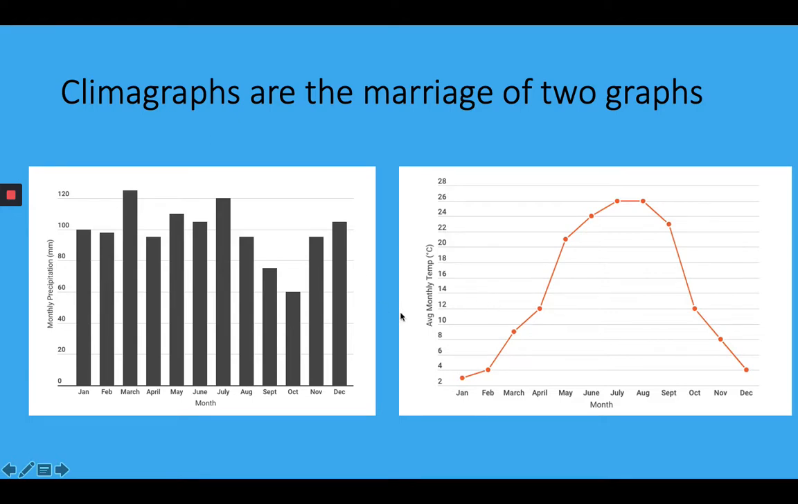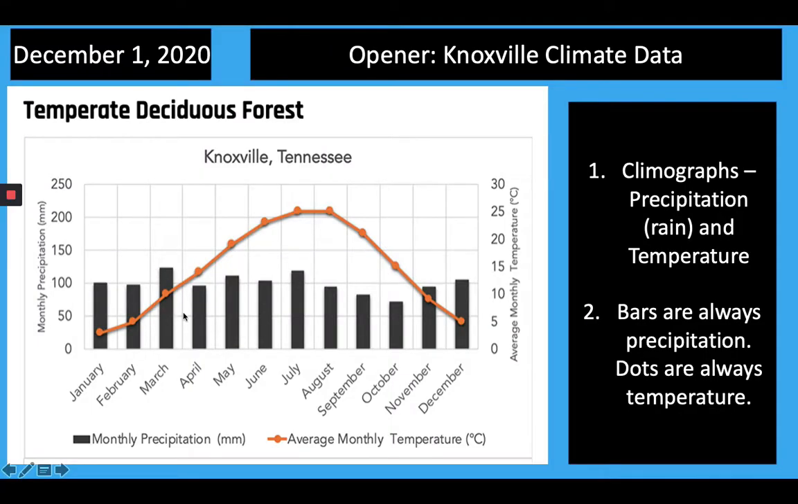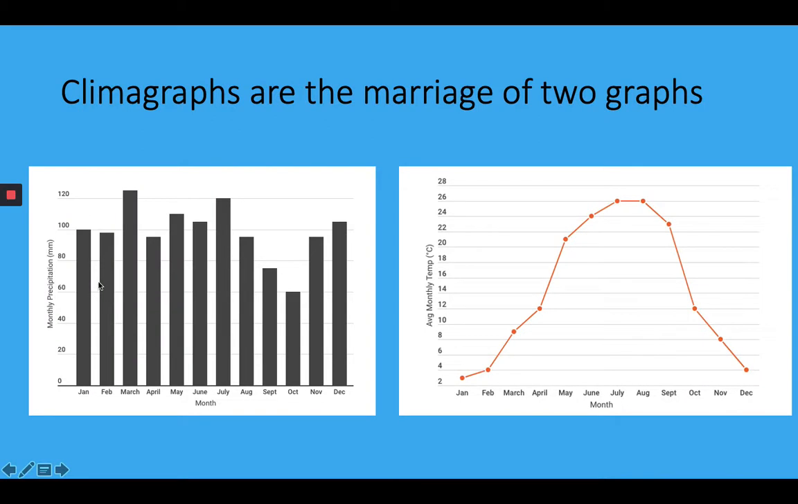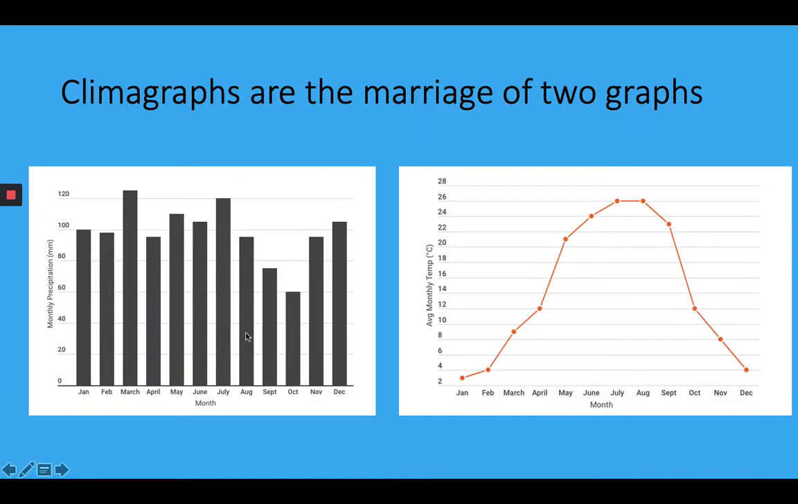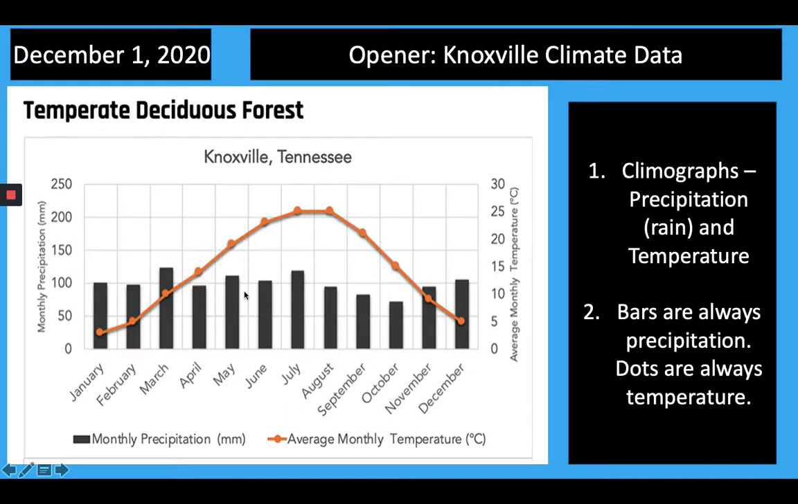So these are the two graphs when they're separate. And then this is what those same exact graphs say when they're together. Look here at January: you've got 100 millimeters of precipitation. September, right here, you've got about 85 or 90 millimeters of precipitation. See, we're in the same spot. These things are exactly the same. This is all the same information. I just split it out into two different graphs, and then it's in one graph here.